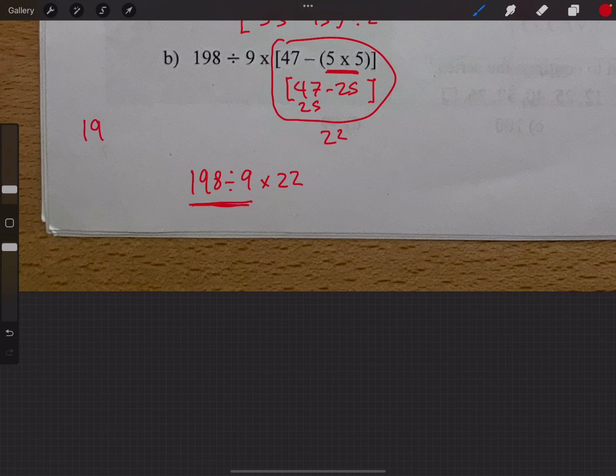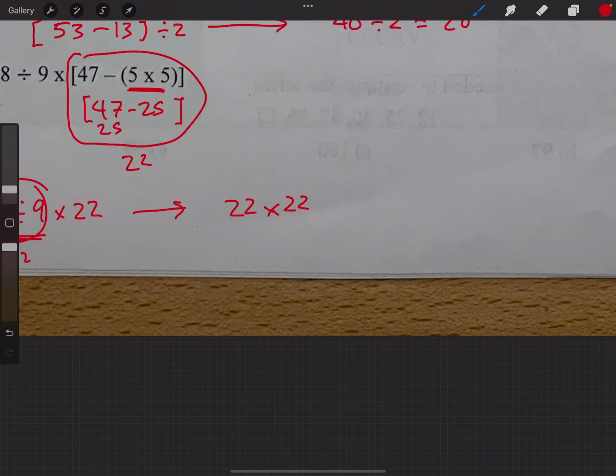So 198 divided by 9, you're going to get 22. This whole thing is 22. So you have 22 times 22, and you work out the answer there.